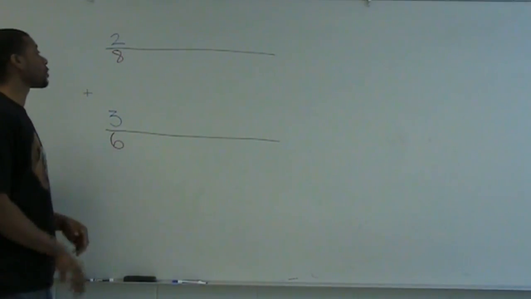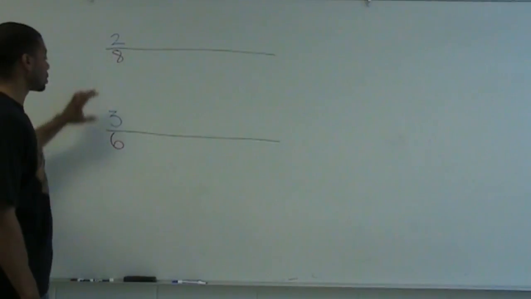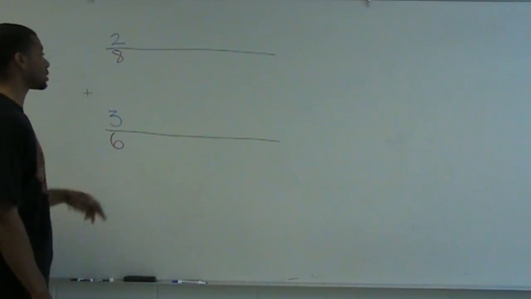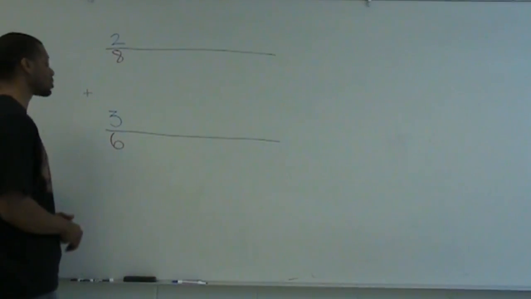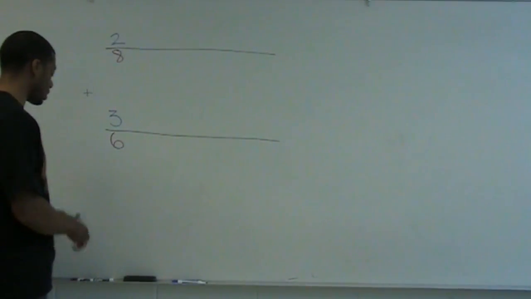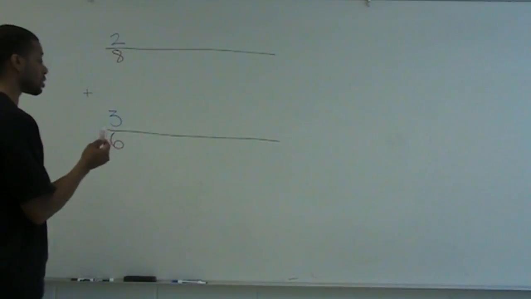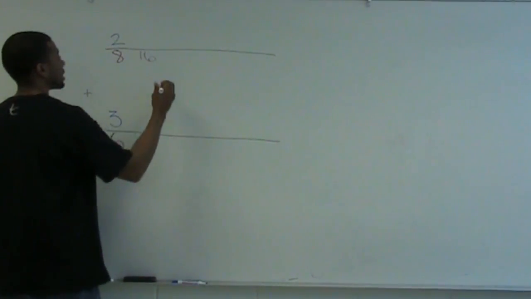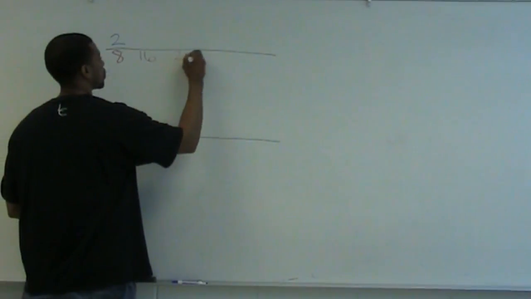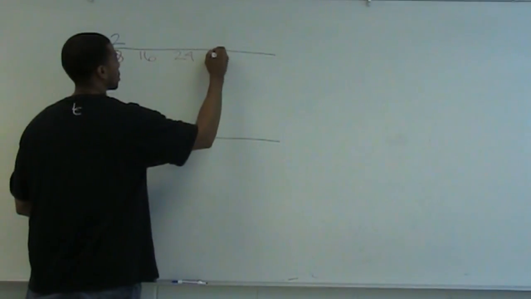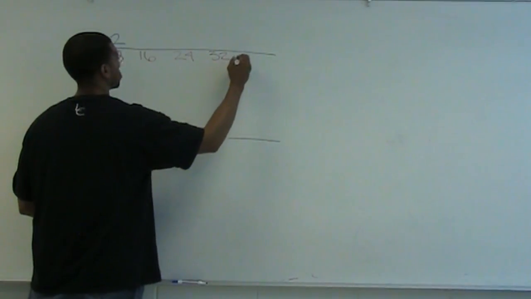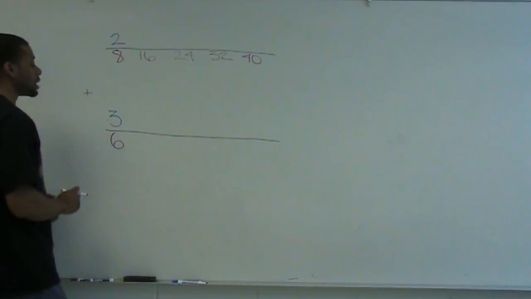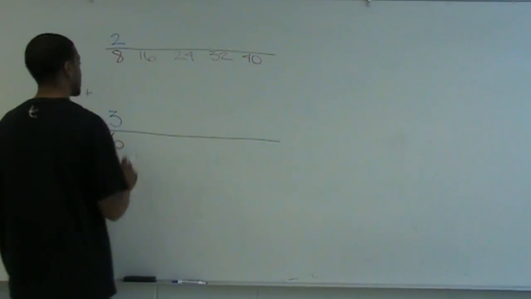Okay, let's try two different fractions. We have 2/8 plus 3/6. My denominators are 8 and 6. I can't add them because the denominators are different. So the first thing that we're going to do is the multiples of the denominator. So I have 8, 16, 24, 32, 40.